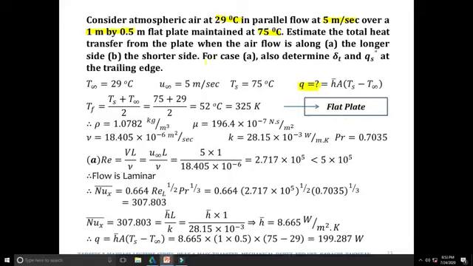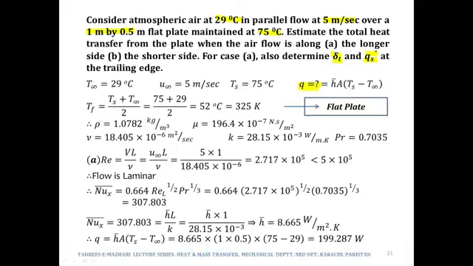And then he is also asking us that for case A, we have to find out the thickness of the thermal boundary layer. For case A means this case, and the heat flux at the trailing edge. So we have to find out the heat flux at x is equal to L as well.